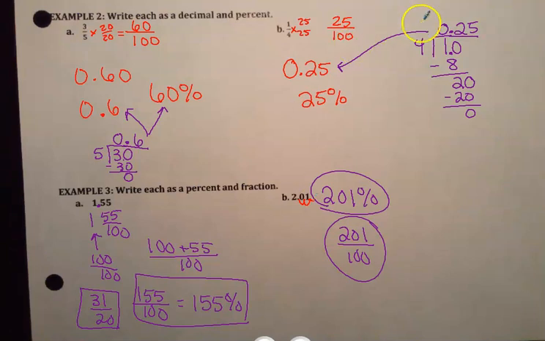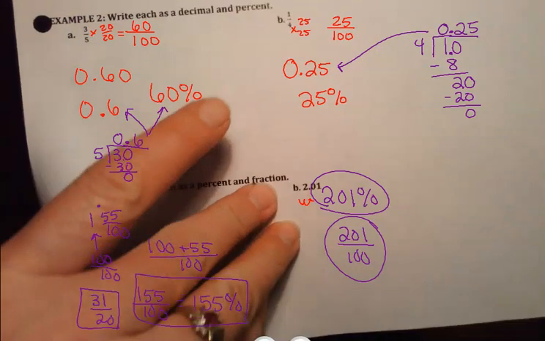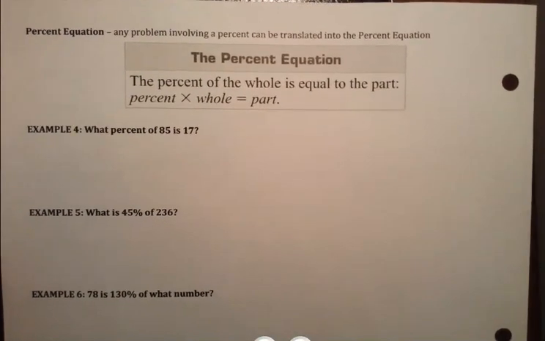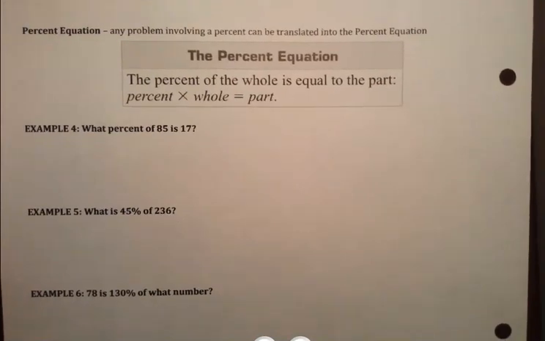Okay, let's flip to the back side. Here we have our percent equation or the percent formula. Okay, the percent equation is any problem involving a percent can be translated into the percent equation. Okay, notice that any problem. Okay, so the percent equation simply states that the percent of the whole is equal to the part. So percent times the whole equals the part. That's it.